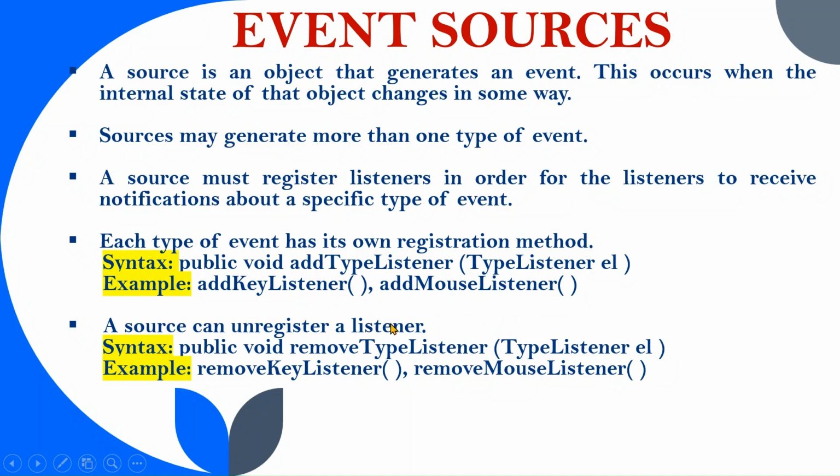If you don't want the listener, you want to unregister, there is still a method. In place of add, you need to write remove type listener. And here also the listener reference is needed. So which listener you want to remove, you need to write that reference here. Suppose I'm removing the key listener I've added. Mouse listener I've added, mouse listener I'm removing by using the remove mouse listener method.